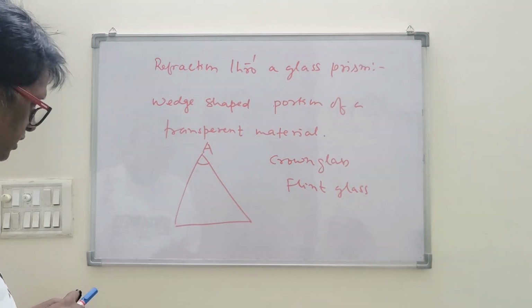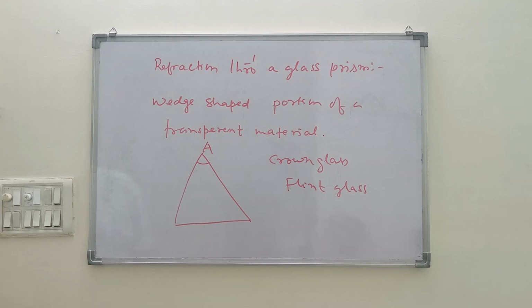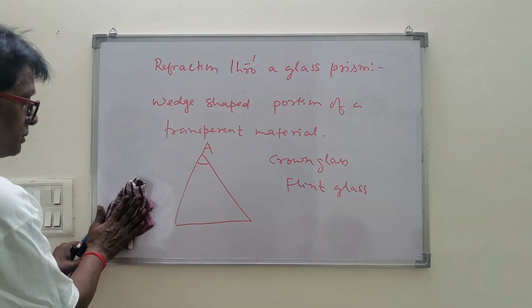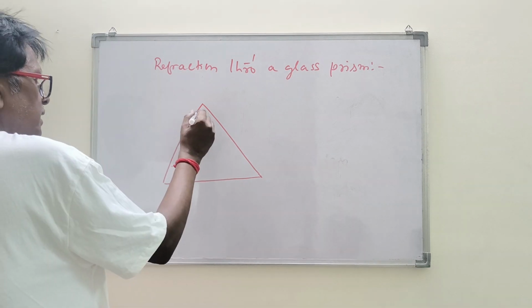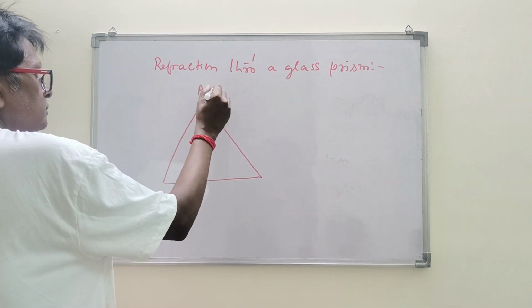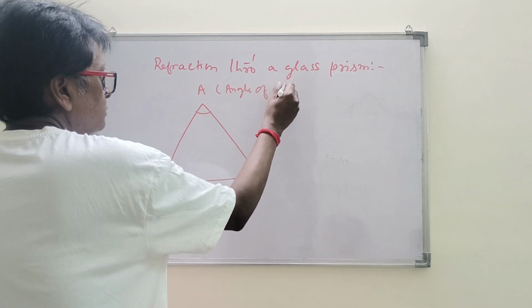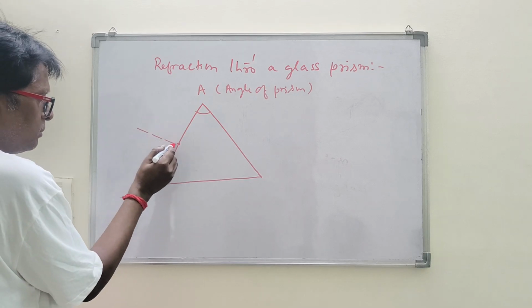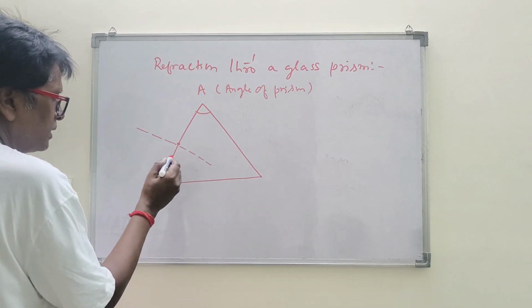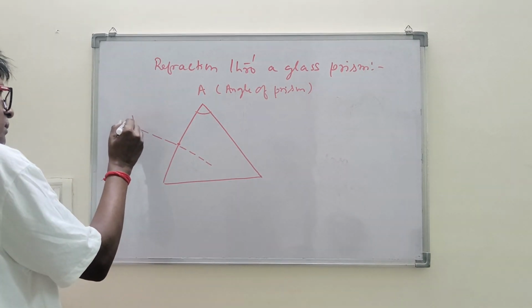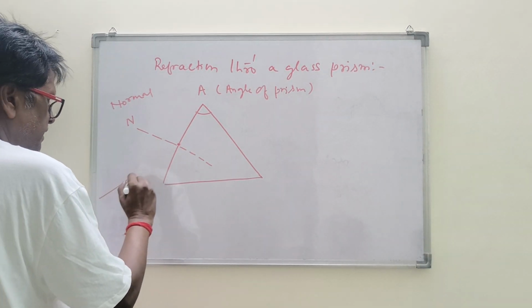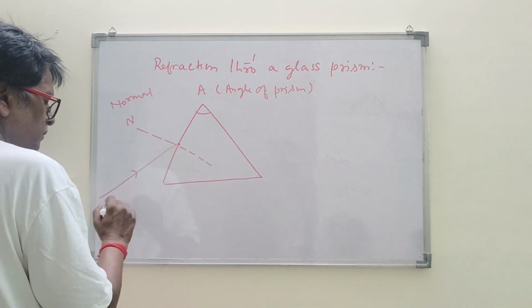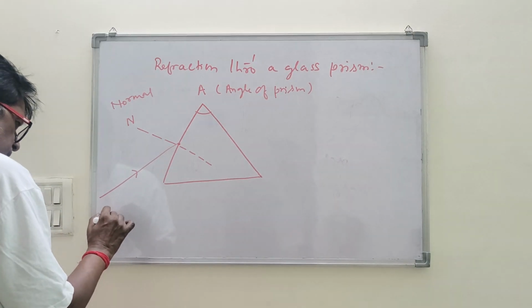Now let me draw the big picture of a glass prism. This is a prism and this angle is the angle of prism. Here take a point and draw a normal. A normal is a perpendicular line. This is the normal. This angle is 90, 90, 90, 90. And take an incident ray. This is an incident ray.